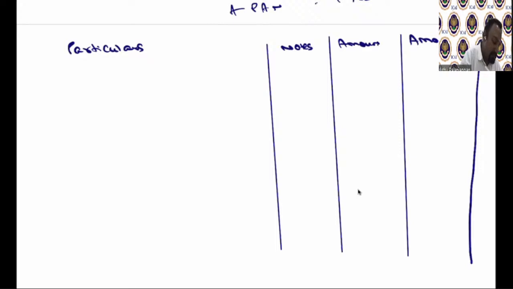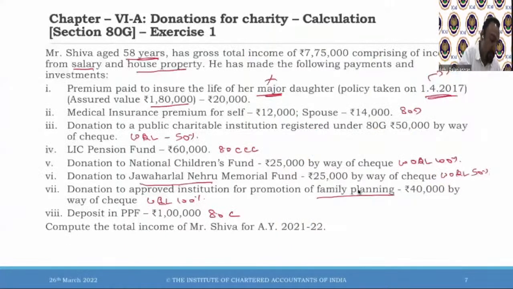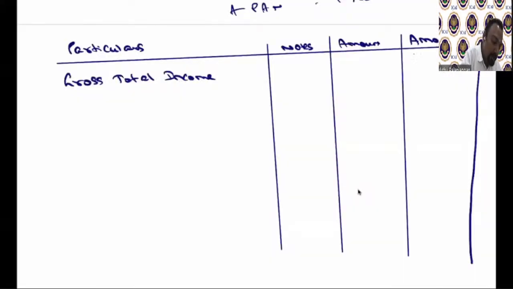Now, the first thing is you need to calculate the gross total income. So you'll have to take the income computed that is already given. That is your gross total income. So what is that income given? It is 7,75,000. So I take 7,75,000 less chapter 6A deduction.